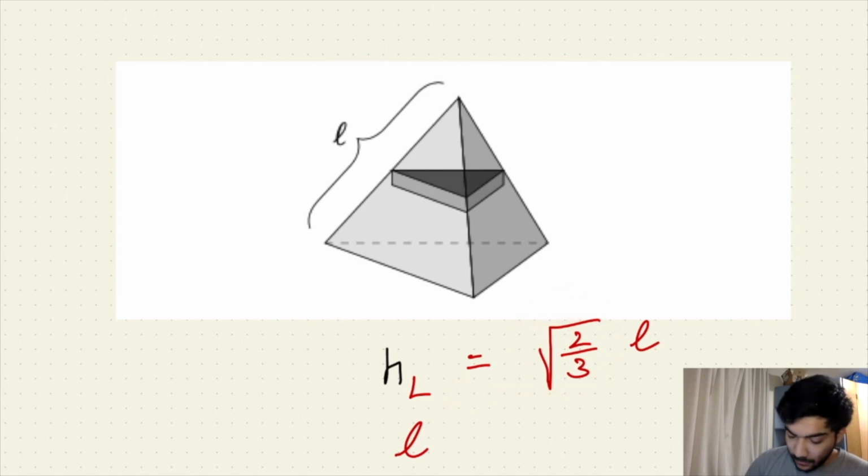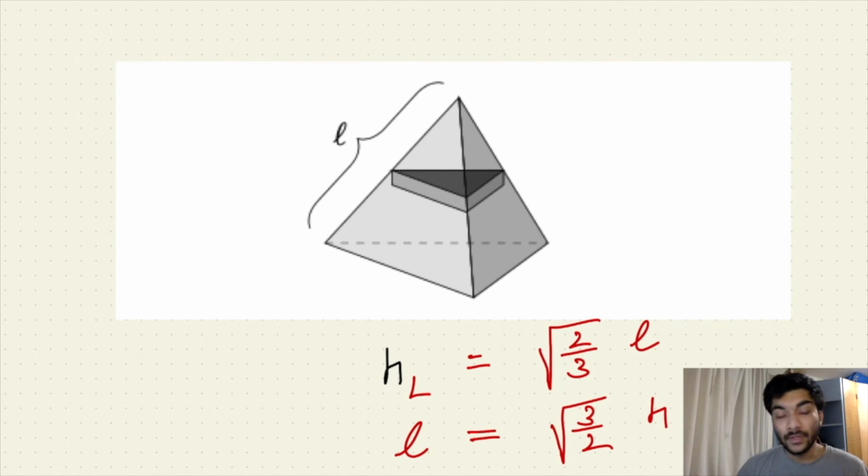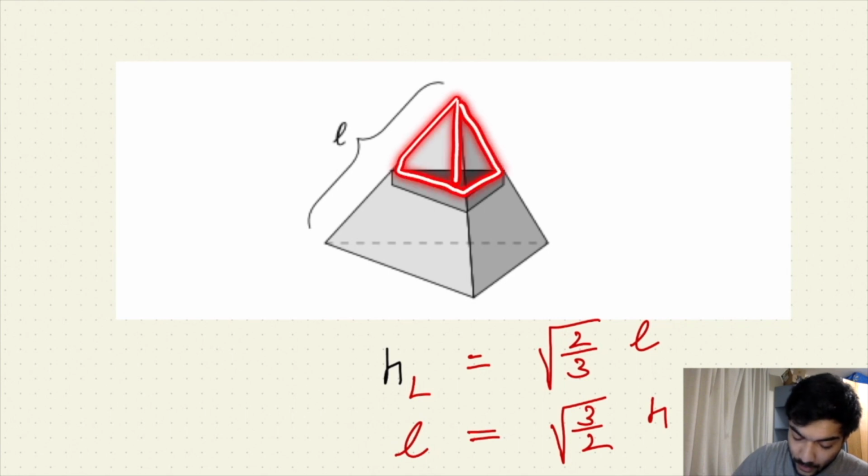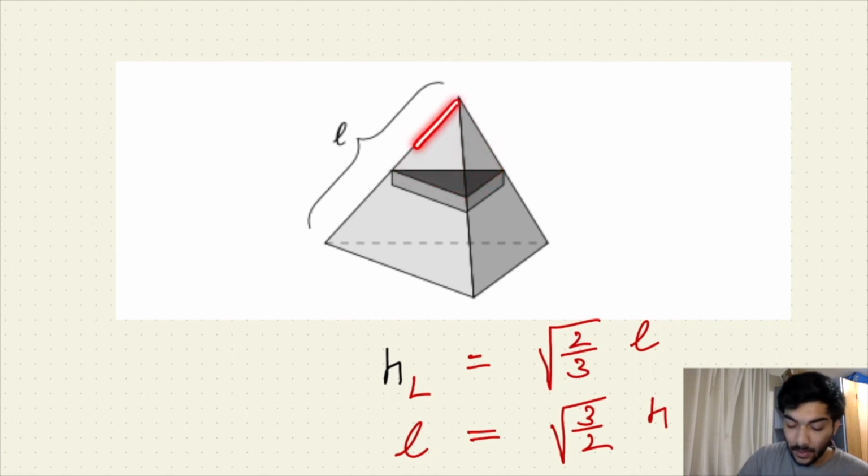So the side length of the tetrahedron would become root 3 by 2 times the height of the tetrahedron, right? So now we know that if this is the height of a tetrahedron and we have to calculate the side length of a tetrahedron, we'll use this formula over here.